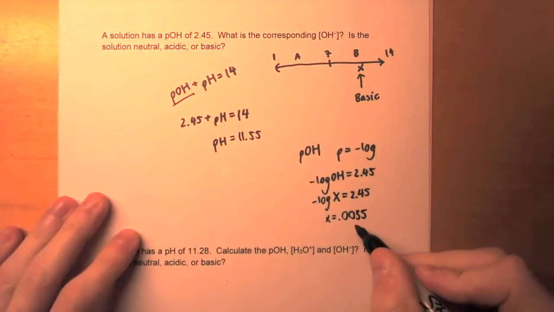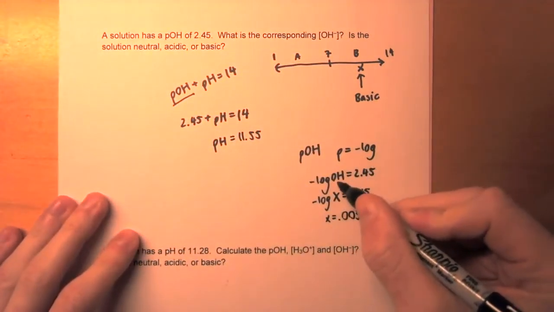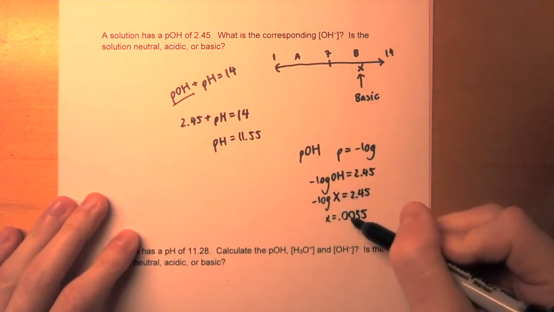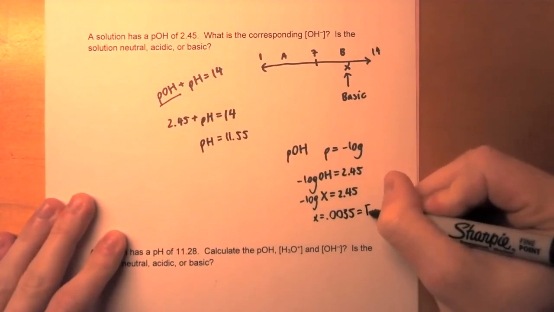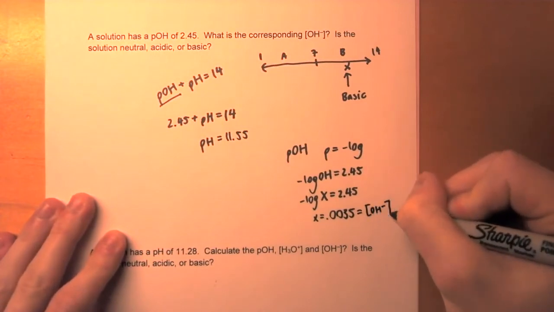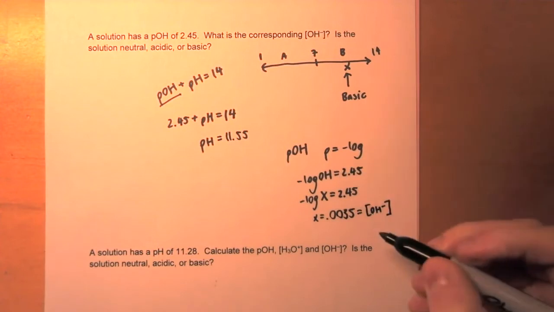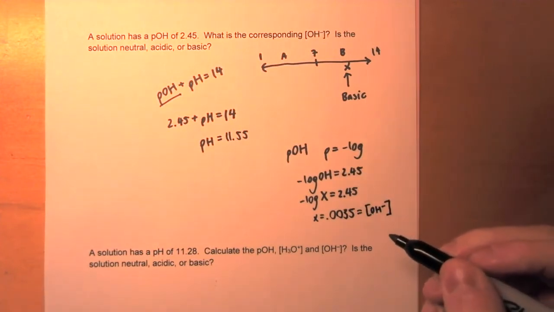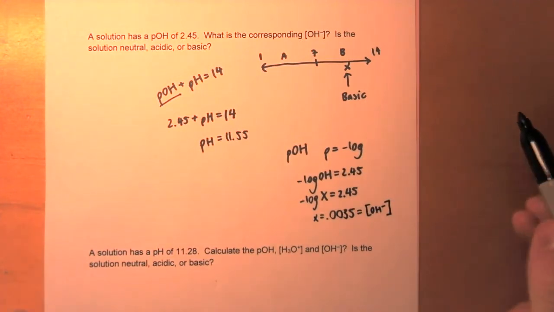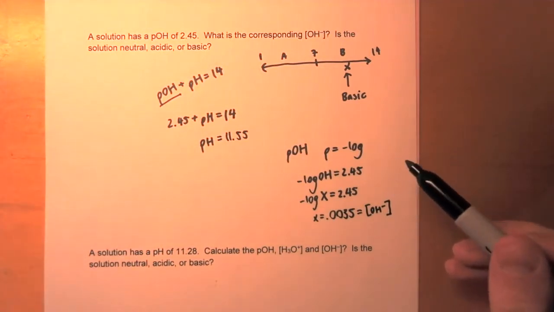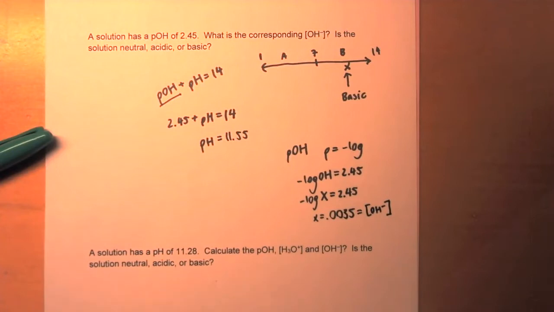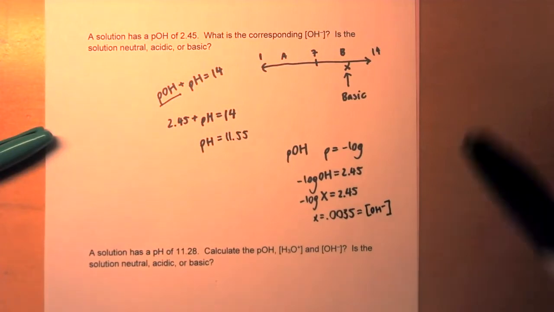So for X value 0.35, we know the negative log of X is equal to 2.45. So this is our concentration of hydroxide. Definitely know how to do this for your upcoming exam in a week and a half. It will be on there more than likely 5 or 6 times. Very common to see pH and POH questions asked on an exam. So be ready for those.